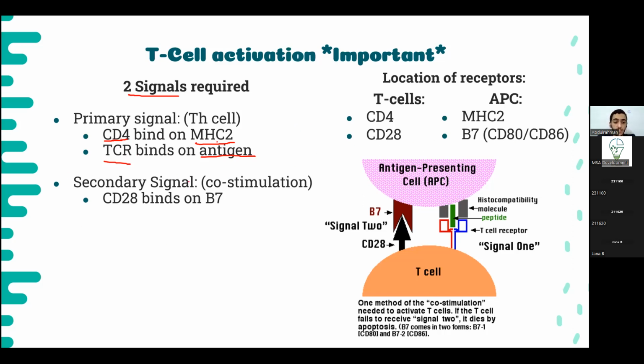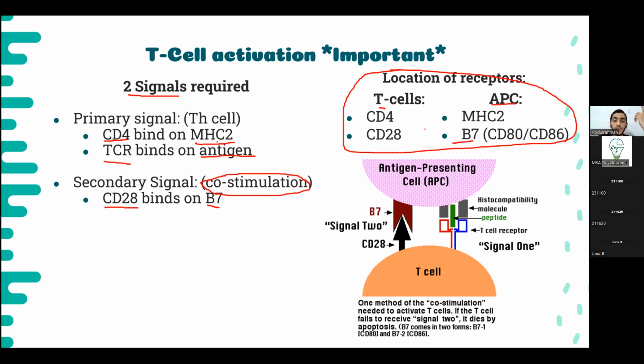Now, the secondary signal, and this is where the change happens, is basically referred to as a co-stimulation signal. There is a CD28 that's going to be binding on B7. Now, CD28, I put this table here so that it could make it easier for you guys. CD28 is found on T cells, while the B7 is found on antigen-presenting cells.